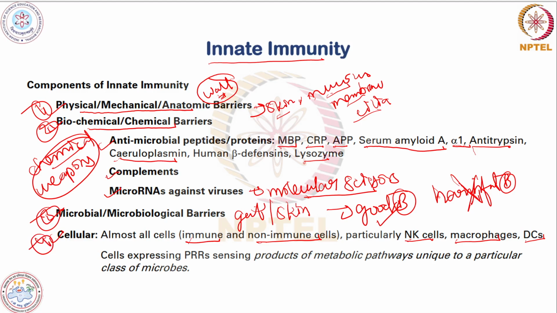The next one, the fourth one, is the cellular components. These are all the cells of the body, that is immune and non-immune cells, for example NK cells, macrophages, and dendritic cells. So these were the components of the innate immunity.